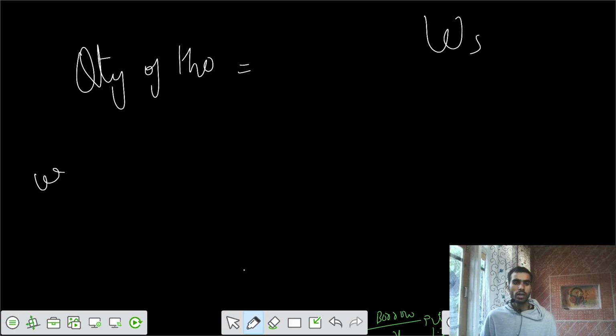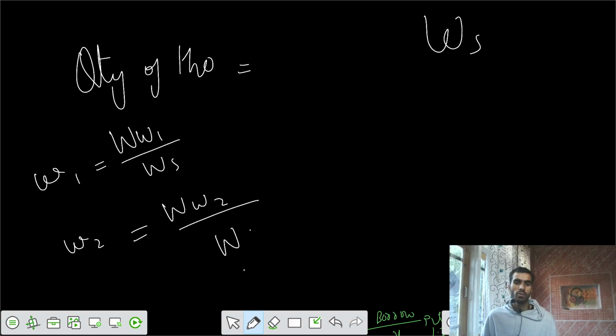If your water content initially was W1 and the water content in the second condition is W2, that's the weight of water in the initial condition divided by weight of solids, and this is the weight of water in the second condition divided by weight of solids. If the weight of solids is the same, what is the quantity of water? Delta W is the water content 1 minus water content 2, modulus, times the weight of solids.